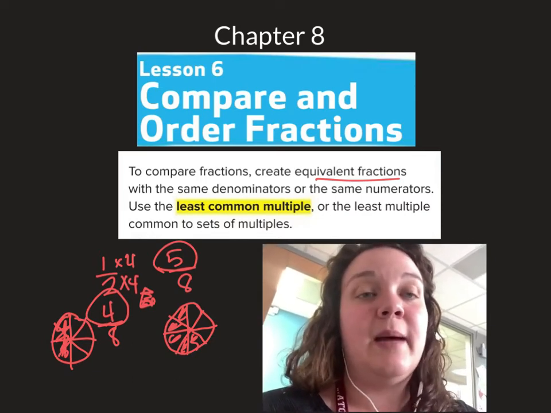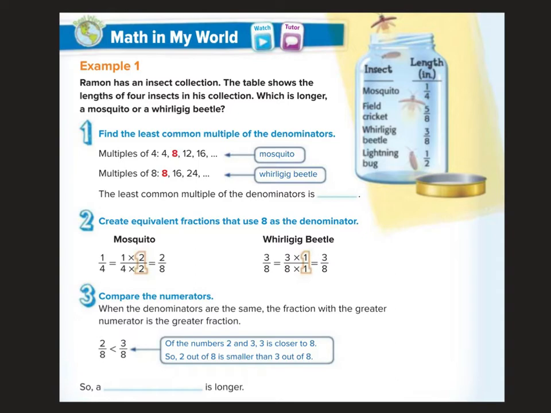Let's do some real examples here. Example 1 says Raymond has an insect collection. The table shows the lengths of 4 insects in his collection. Which is longer, a mosquito or a whirligig beetle? So we're trying to compare. Mosquitoes are 1/4 inch and a whirligig beetle is 3/8 inch.